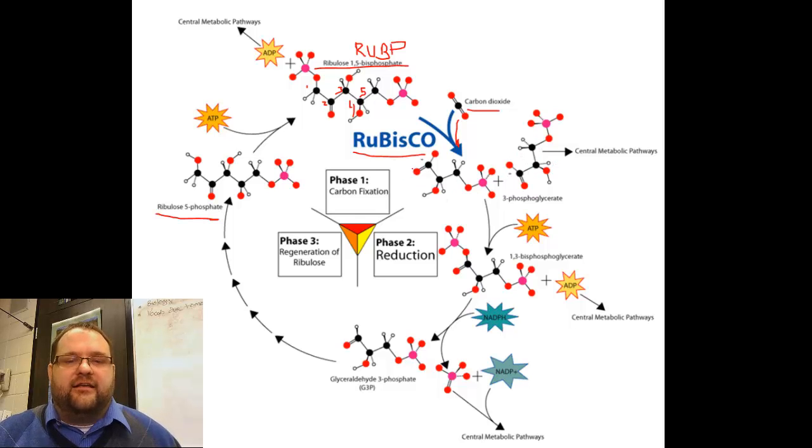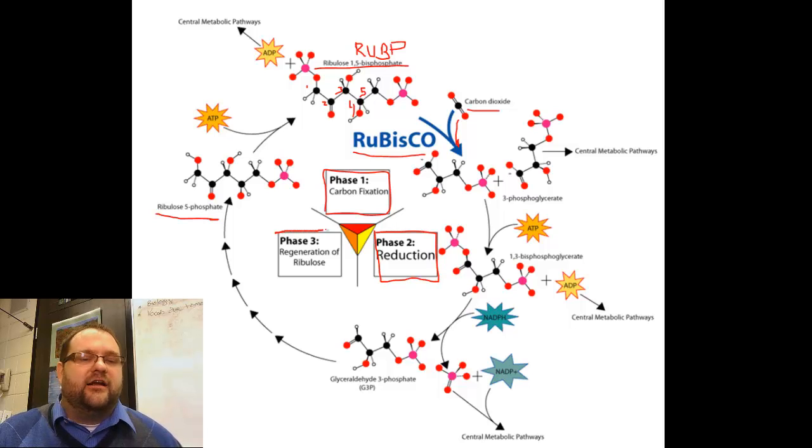Okay? This 6-carbon molecule actually breaks apart into 2 3-carbon molecules. So if we talk about these phases here, phase 1 is carbon fixation. This is where we're going to attach carbon. And then we're going to go through a bunch of oxidation and reduction reactions in phase 2, called reduction. And then over here, phase 3 is regeneration of ribulose, which means we're going to recreate RuBP. So we're going to recreate this ribulose bisphosphate.